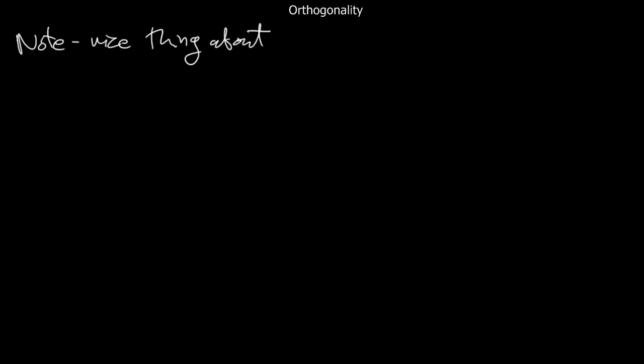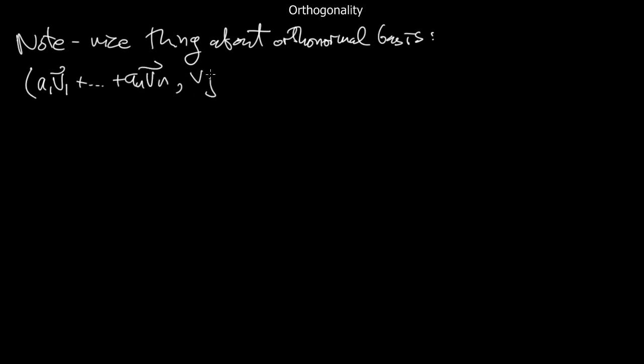And now here's a nice thing about orthonormal bases. This is a property that's special for orthonormal bases, which is the following. Suppose I have a vector a1 v1 plus dot dot dot an vn written in some orthonormal basis, and I want to take the inner product of that with some vj, with one of the vj's from the basis. What is that? Well, let's see. When you take this inner product, all of the terms are 0 except for the jth term, and you get aj. I'm sorry, that's a misprint. I wrote ai. Of course, that's supposed to be aj.